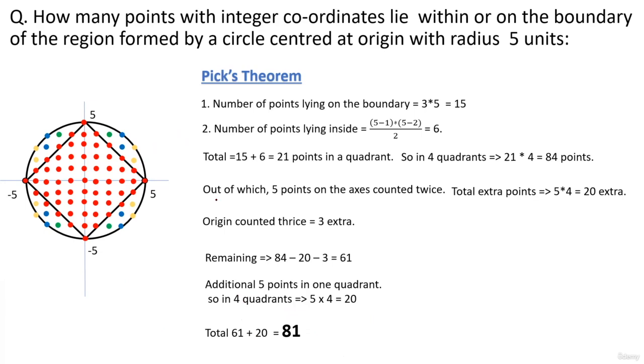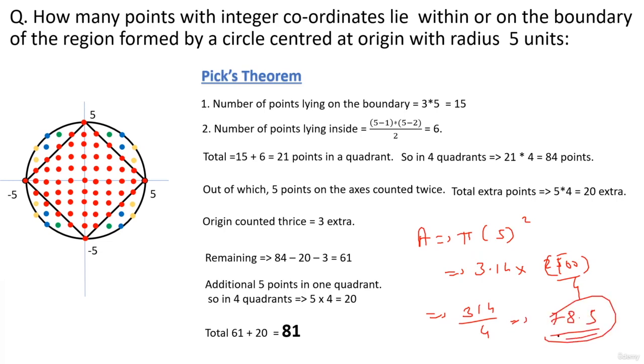Let me give you one more hint for these questions. Whenever there is a circle and you have to find the number of points with integer coordinates lying inside or on the boundary, just find the area of the circle. Here the area will be pi r square. Pi is approximately 3.14 multiplied by 25. This basically becomes 100 by 4, a very quick way to calculate. So 4 7s are 28, then 4 8s are 32, approximately 78.5. So approximately that many points will be there.